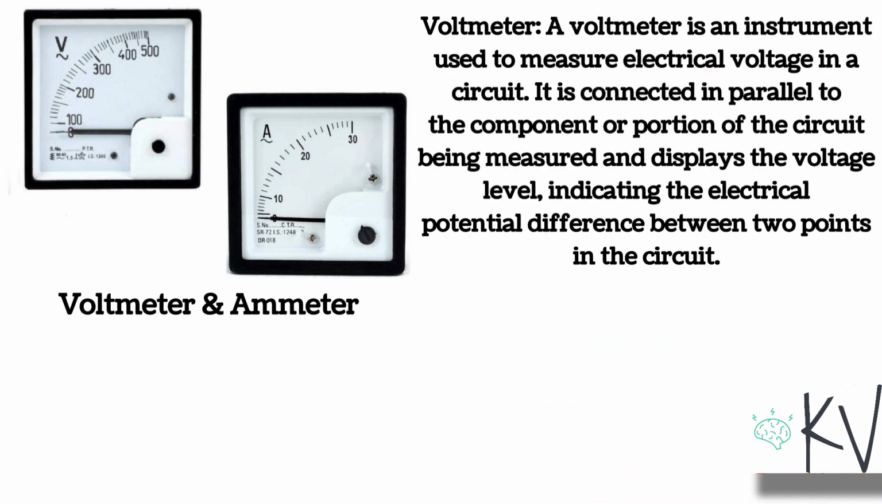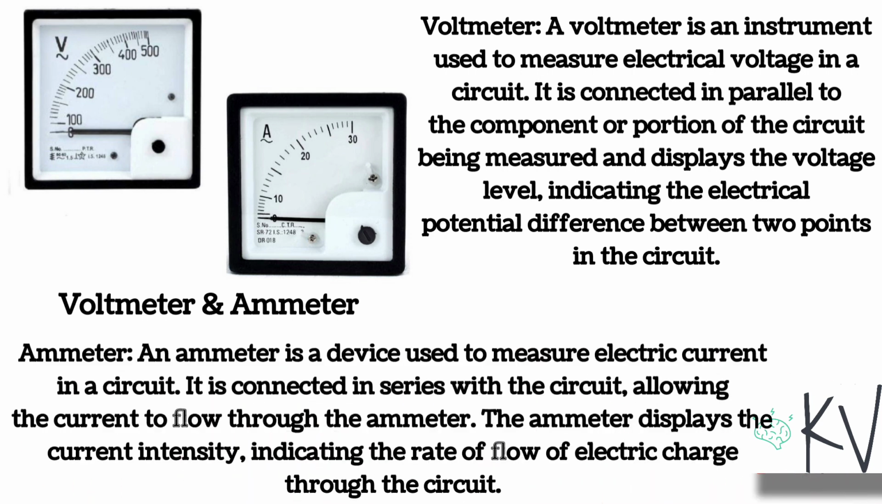A voltmeter is an instrument used to measure electrical voltage in a circuit. It is connected in parallel to the component or portion of the circuit being measured and displays the voltage level, indicating the electrical potential difference between 2 points in the circuit.